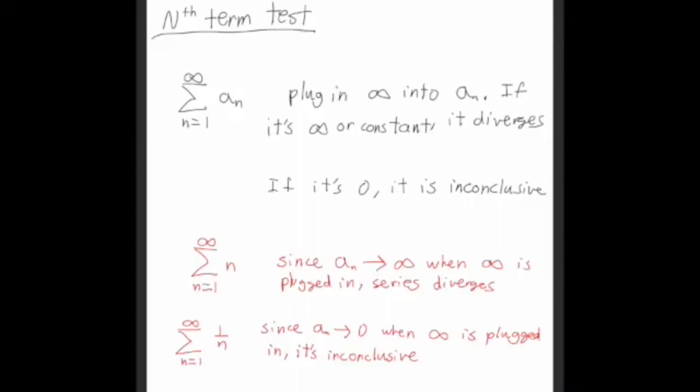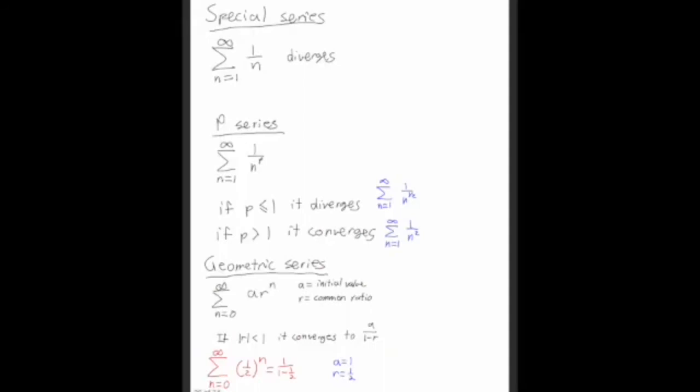And if it's infinity or a constant, that means it diverges. If it's 0, it is inconclusive. So for example, the series from 1 to infinity of n, since you plug in infinity for n, a of n also goes to infinity, which means it diverges. Here you have the series from 1 to infinity of 1 over n, and since when you plug in infinity for n, a of n goes to 0, which means the test is inconclusive.